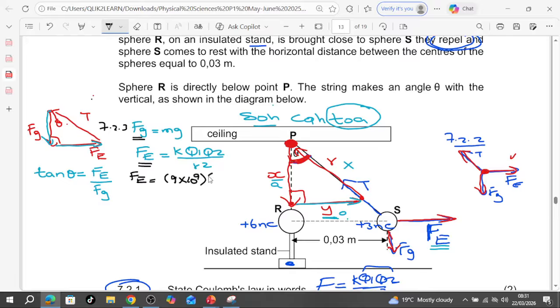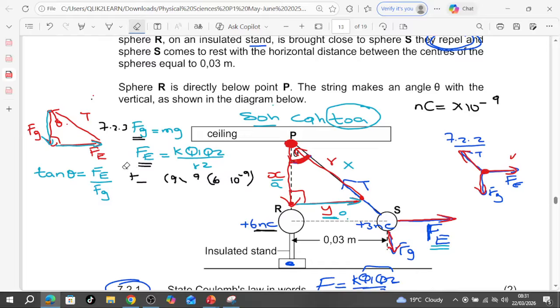Close the bracket. Q1, the first charge, was 6 nanocoulombs. Remember, if it's nanocoulombs, we multiply by 10 to the power negative 9. So we need to take the 6, multiply that by 10 to the power negative 9, close the bracket. I think we don't have much space, so I will rewrite my equation.